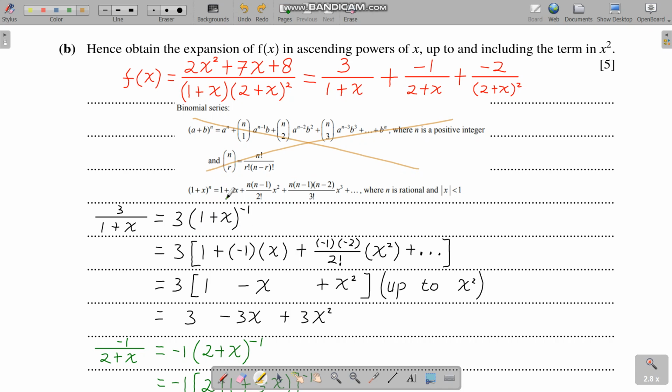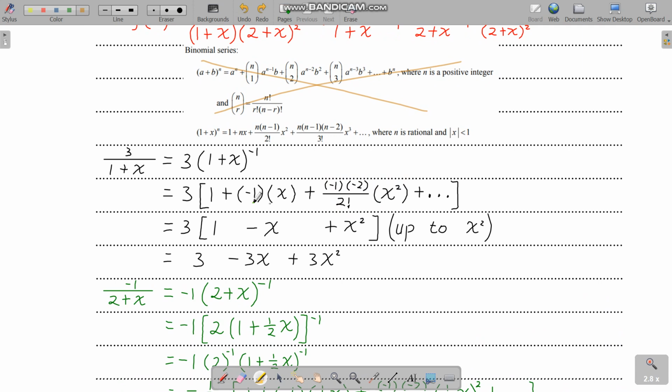So the n in this case is minus 1. So this is 1 plus nx plus n times n minus 1 over 2 factorial times x squared. We stop right here because we only need to expand up to x squared. Now we simplify, we have minus 1. This is actually just 1, so we have 3 minus 3x plus 3x squared.